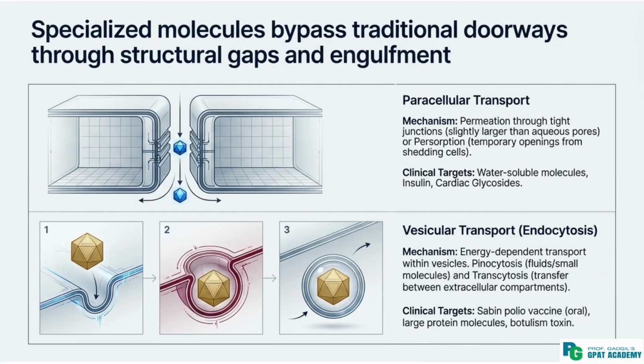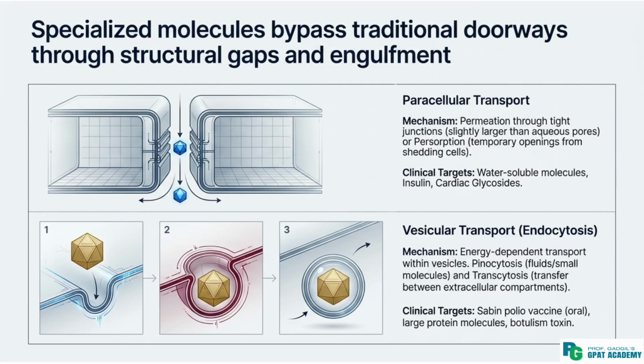Second type is the persorption. It is the permeation of drug through the temporary openings formed by shedding of two neighboring epithelial cells into the lumen. Paracellular transport involves the transfer of drug across the epithelium and through the cellular junctions.